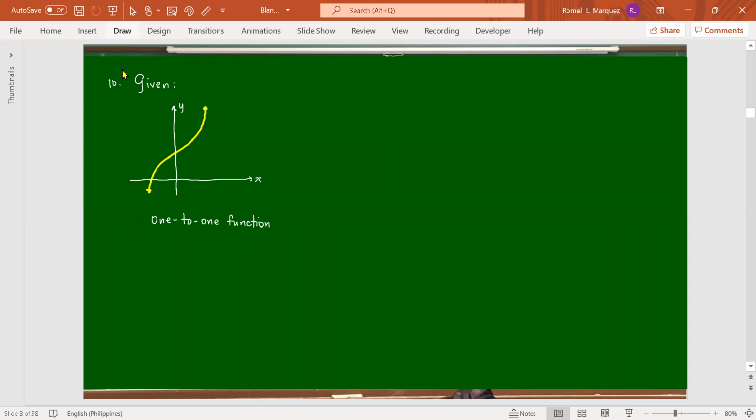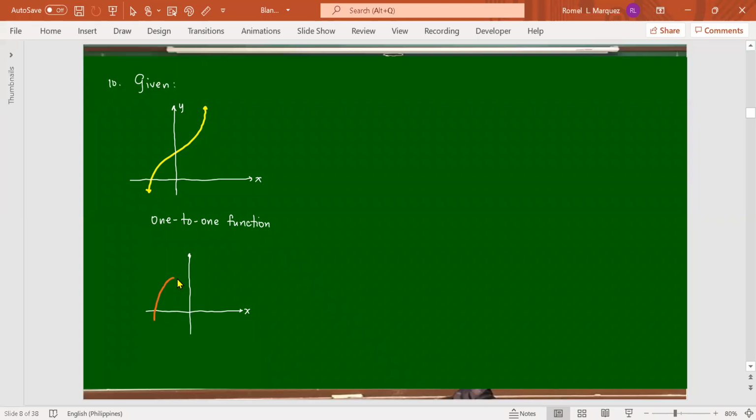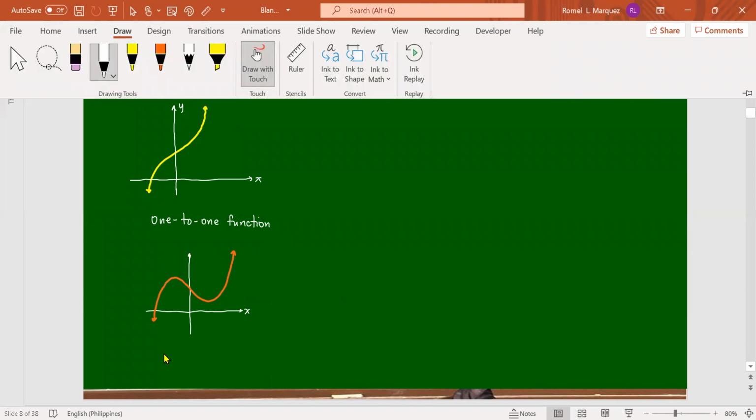If I have this graph, this function is not one-to-one.